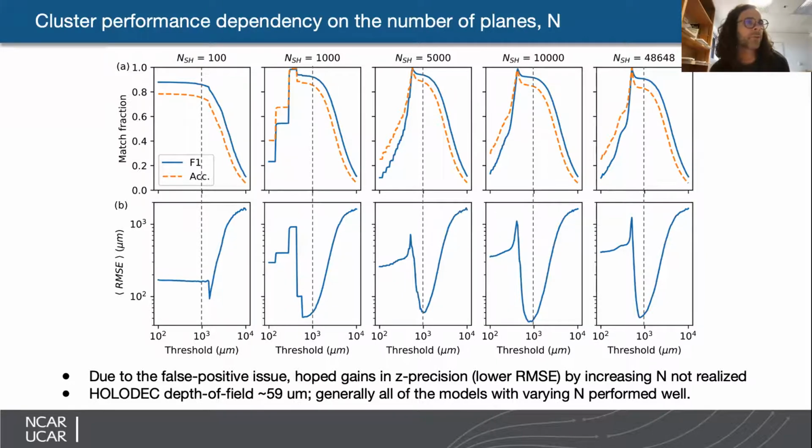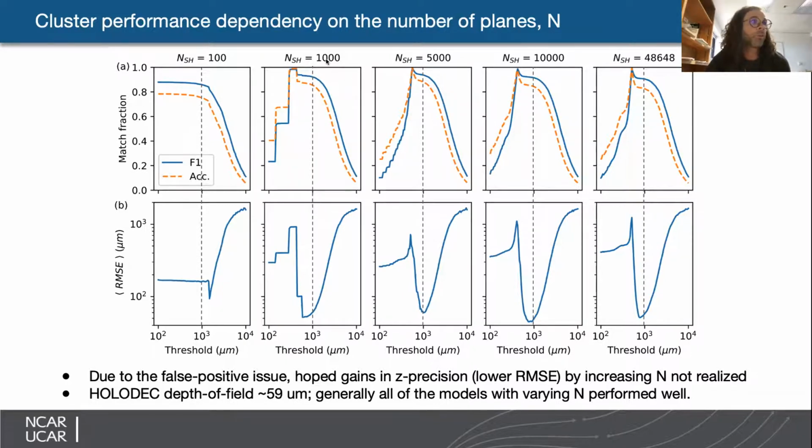Now, I will say, I have a tendency to be very hard on our results, and I want you to note that the RMSEs in the 1,000, 5,000, 10,000, 48648, they're all pretty low. In fact, they're all under 100 micrometers, okay? In fact, they're all down around 60 or below. And I want to point out that the depth of field of the holodeck instrument is about 59 micrometers in and of itself. And that's right about what we're seeing here, right around this 1,000 threshold. This is the threshold that we use to do the clustering, okay? So it's not even really clear based on the instrument itself that we could do better than that. But that was the objective here of trying to ramp up the value of n.